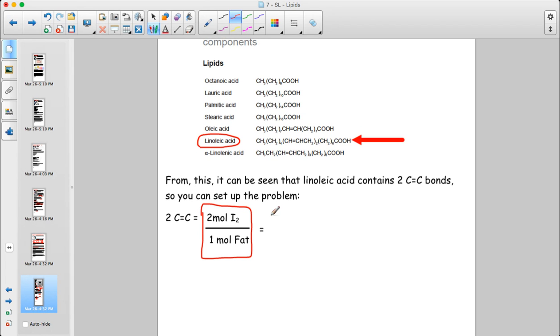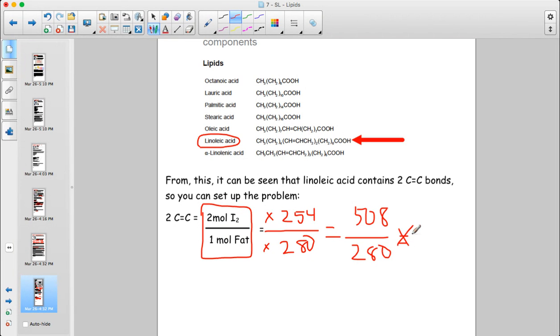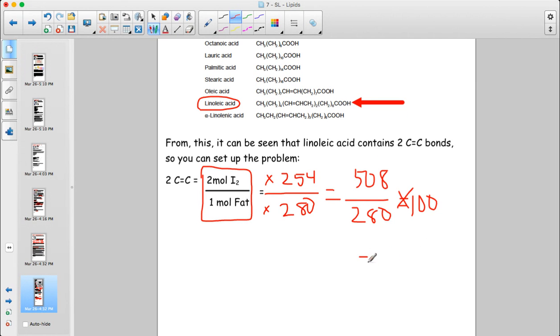And now you need to go to grams. So now we're multiplying by molar masses. So times 254 on the top and times 280 on the bottom, because we were given that as the molar mass. So then you're going to have gram amounts. On the top, you'd have 508, and on the bottom, you'd have 280. When you divide that, it's going to give you the grams of iodine per 1 gram of fat. So you need to take this ratio and multiply it by 100, because that will give you the grams of iodine per 100 grams of fat, which is the iodine number. And that will be your final answer.